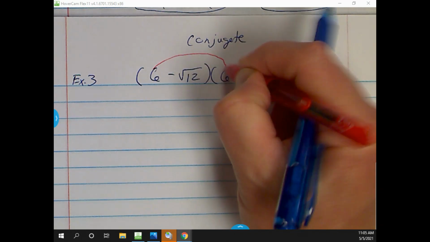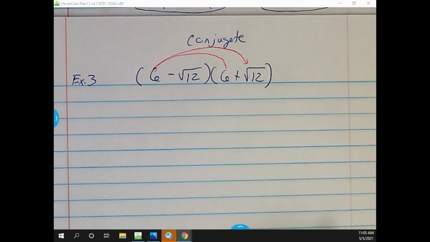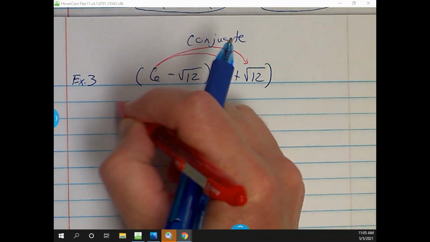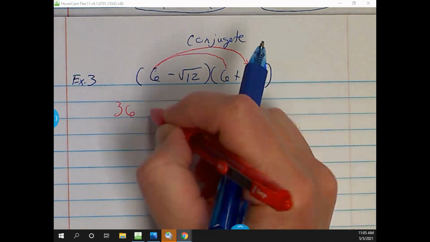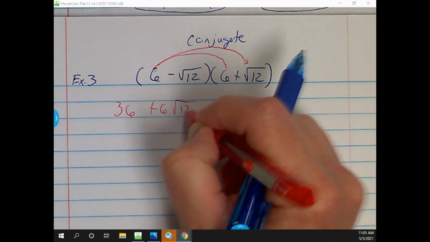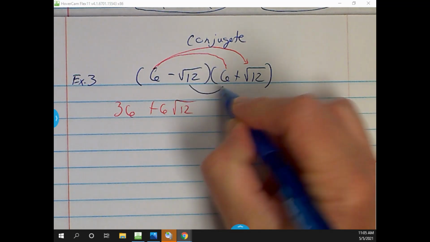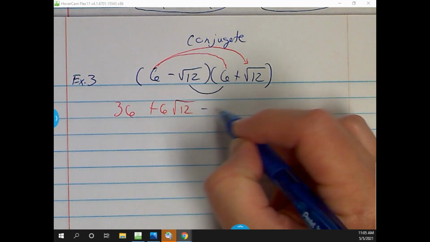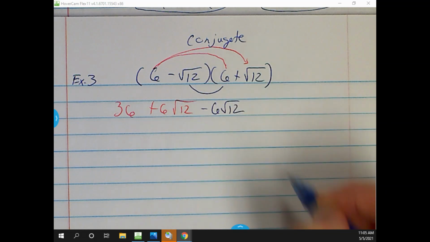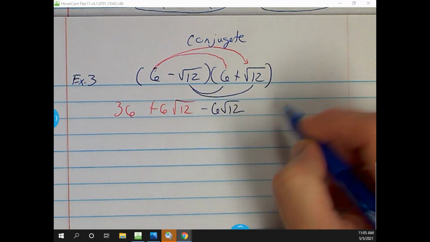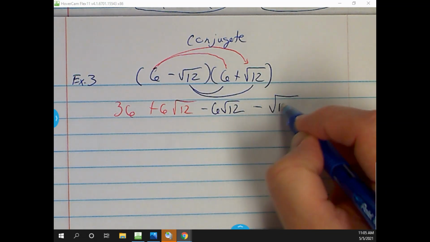We're going to do 6 times 6. We're going to do 6 times square root of 12. So 6 times 6 is 36. We'll do 6 times square root of 12. Well, that's just 6 square root of 12. We'll do negative 12 times square root of 6. So that's basically negative 6 square root of 12. And we'll do 12 times 12 here. That'll make that minus 144.